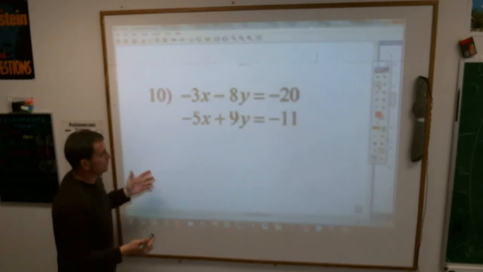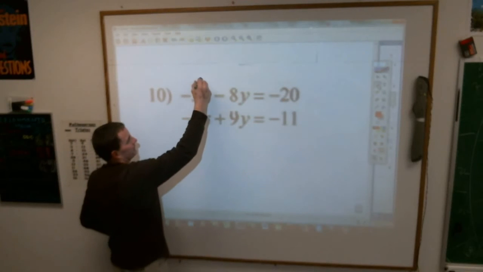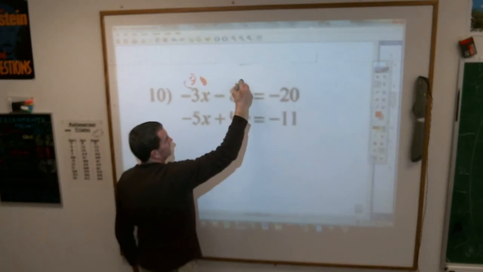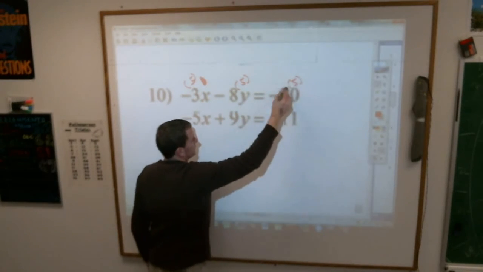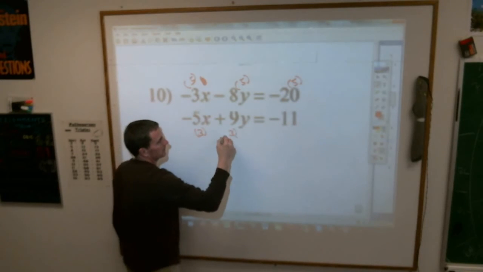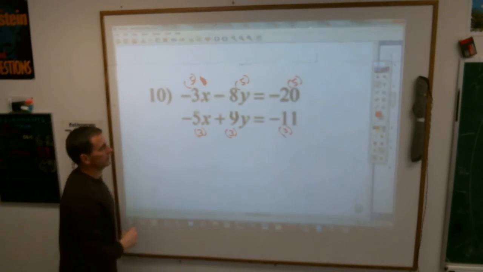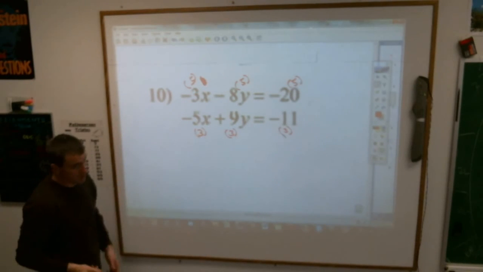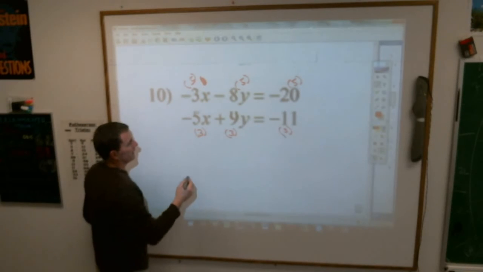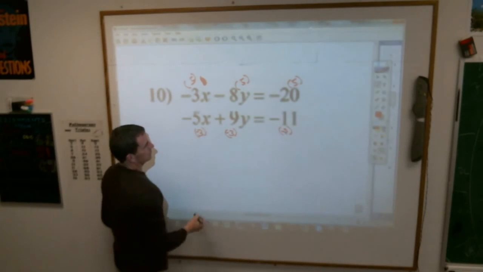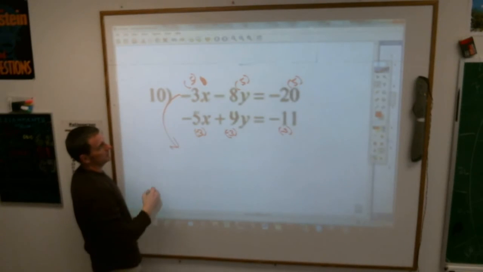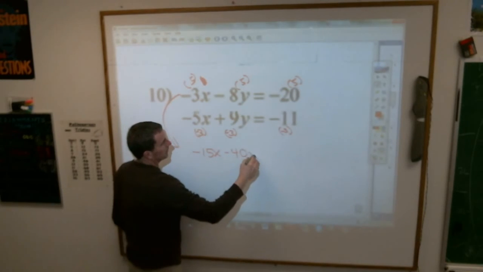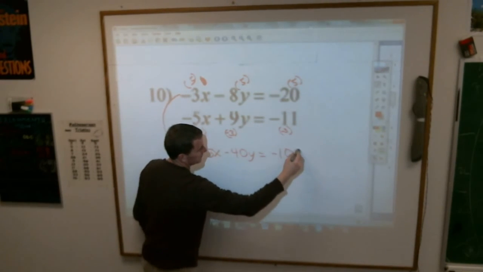So your call. We'll multiply the top by 5, right? We're making 15s. If I multiply the tops by 5 and the bottoms by 3, I get 15, but they're not going to be opposites because these will both be negative. So you got to pick one to do by negative 3 or negative 5. It doesn't matter which. Your call. Bottom by negative 3s. So rewriting both of these equations, you get negative 15x. 5 times that is negative 40y. 5 times that is negative 100.